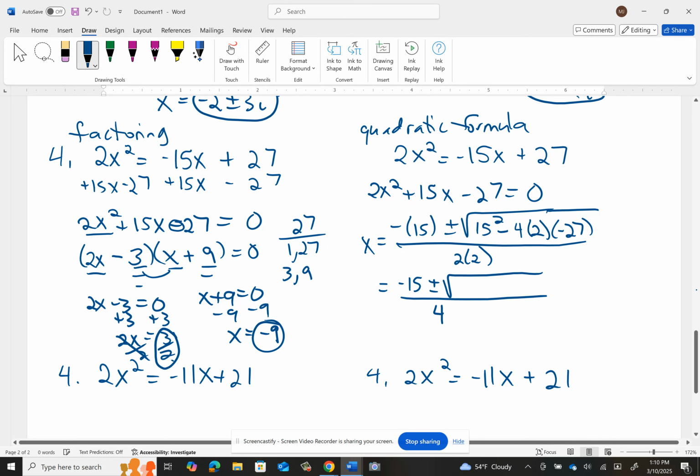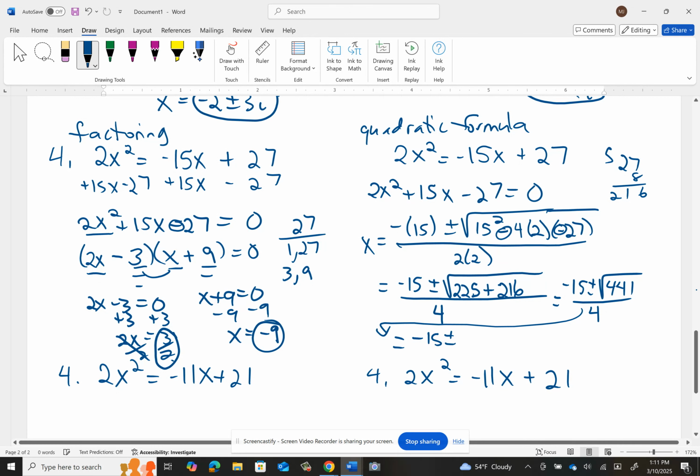Underneath the radical, 15 times itself is 225, and then 27 times 8 would be 216, and it would be plus 216 because there's a minus and then another negative. Okay, so that's going to give me negative 15 plus or minus the square root of 441 over 4. Now let me go over here with it. I'm running out of room. So that would equal negative 15 plus or minus, 441 is 21 times 21, so plus or minus 21 over 4.